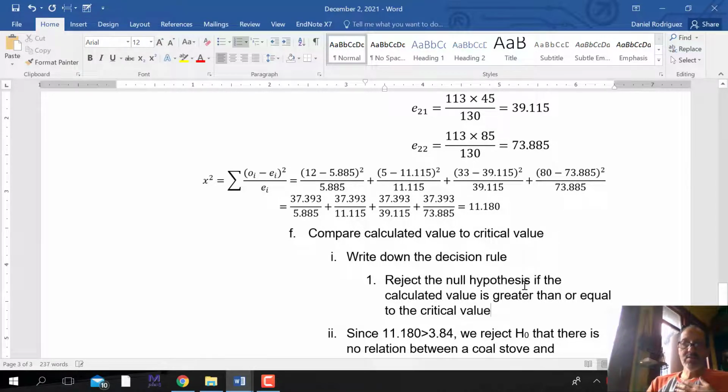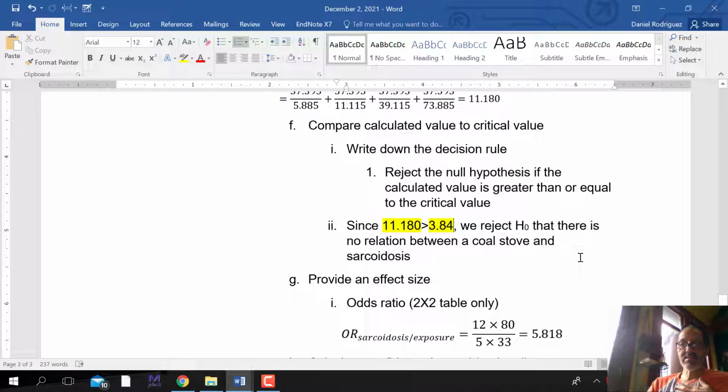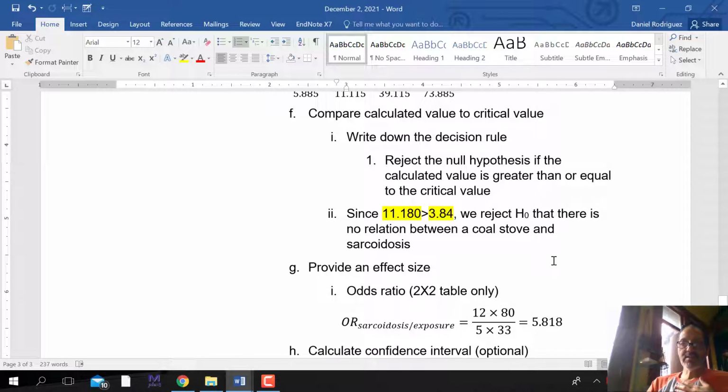So that's what we want to do, and we look at our calculated value, and it's 11.80, which is greater than our critical value, which is 3.84. So we would reject the null hypothesis that there is no relation between a coal stove and sarcoidosis. So there is a relation then.